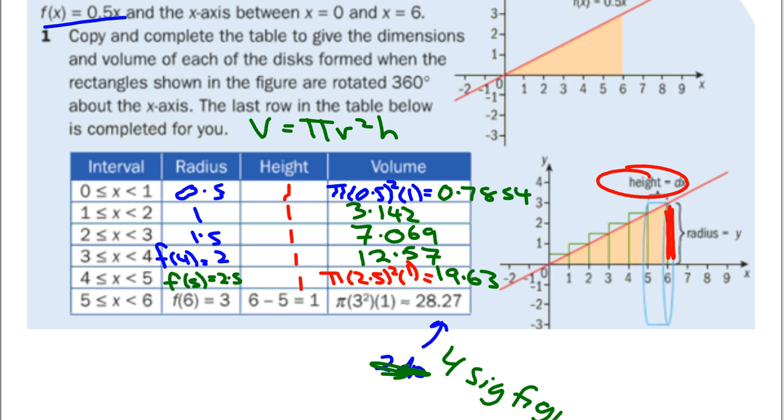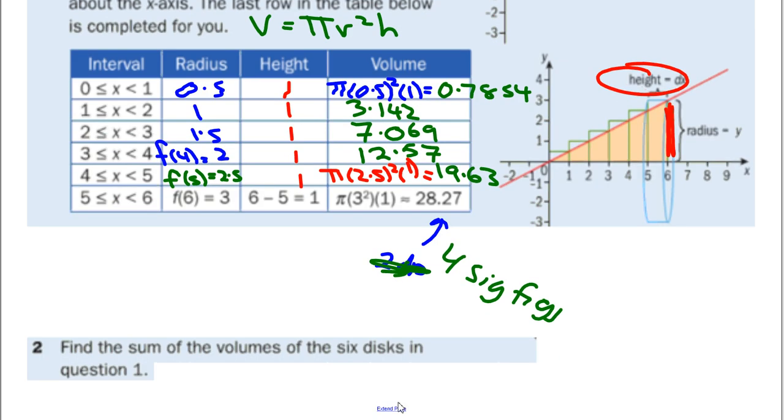And then, what are we doing? We're about to leave. Oh yeah, and then we find the sum of the volumes. We'll do that next lesson.